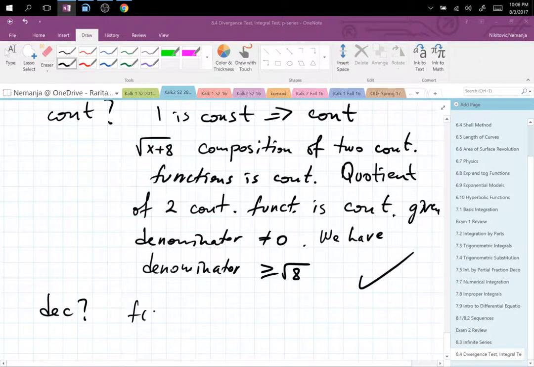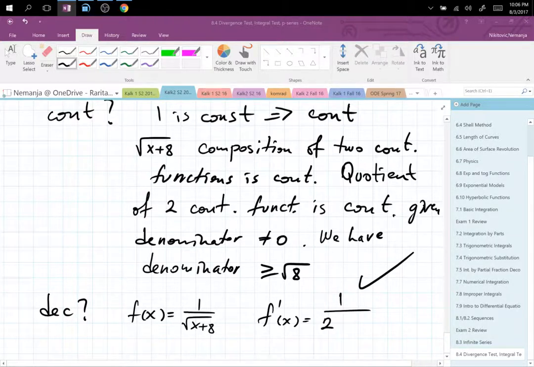Our function f of x is 1 over root x plus 8. We are going to hit this with the derivative. We are getting 1 over 2 root x plus 8.